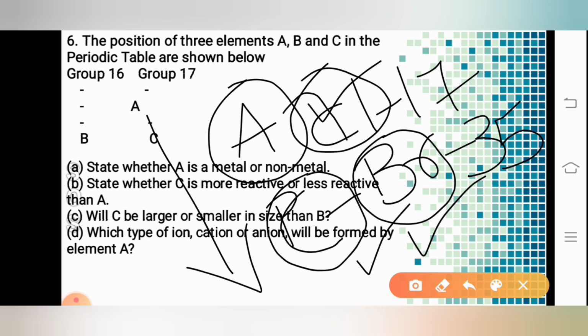As we go down the group, the metallic character decreases. So, C is less reactive. Now, if they ask about bromine, for example, bromine is less reactive. Why? Because if we go down the group, the number of shells increases, and the attraction between the nucleus and the outermost electron decreases. As the attraction decreases, it will be less non-metallic and more metallic, that is metallic character increases and the non-metallic character decreases. Clear?